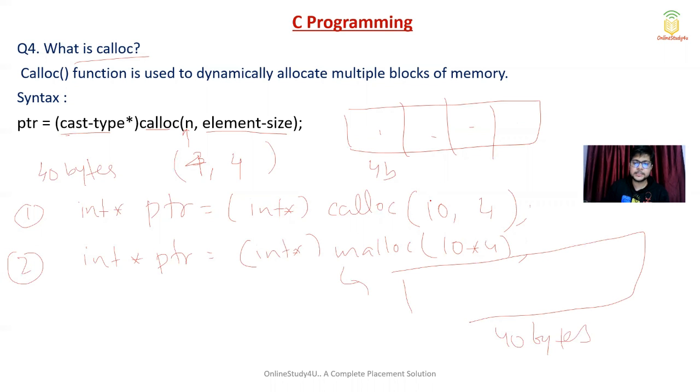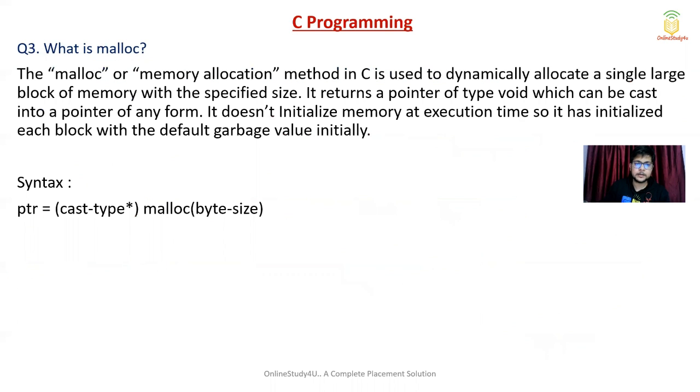And what will this do? This will create something like 10 elements, right? The element count is 10. So 1, 2, 3, 4, 5, 6, 7, 8, 9, and one more block, 10. Ten blocks, each of 4 bytes. The second difference between Calloc and Malloc, which we haven't discussed yet, is that Malloc does not initialize memory at execution time.